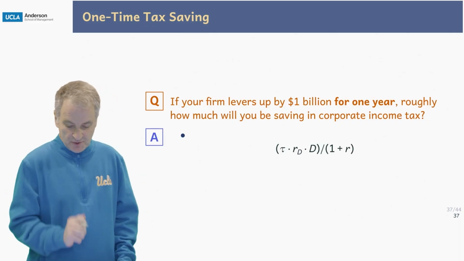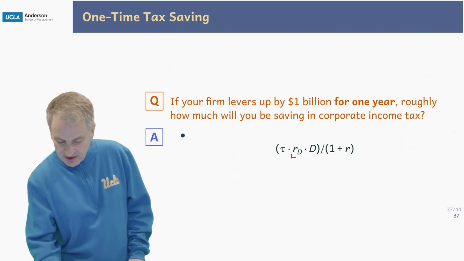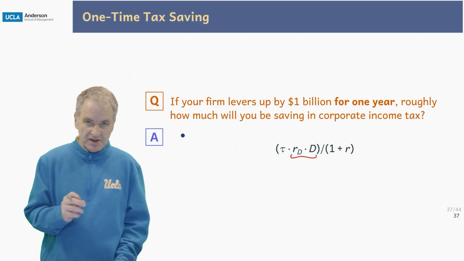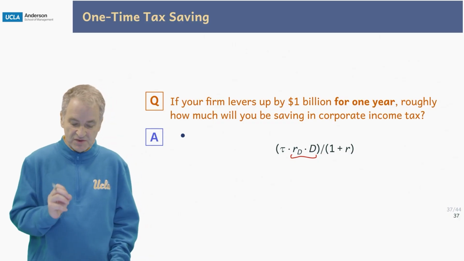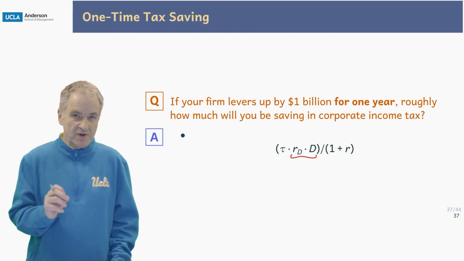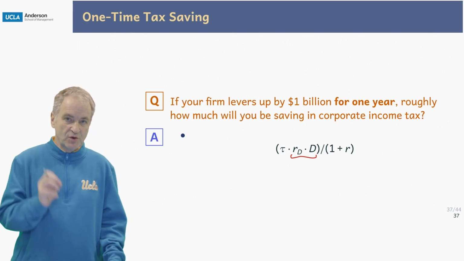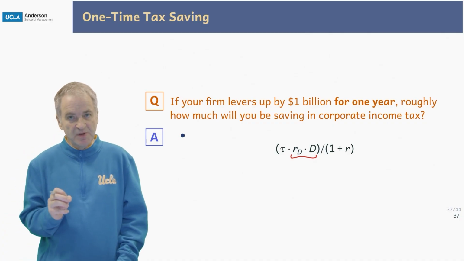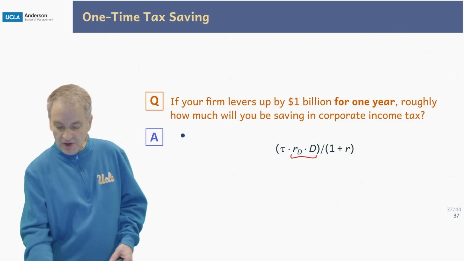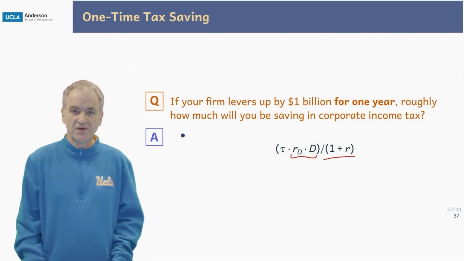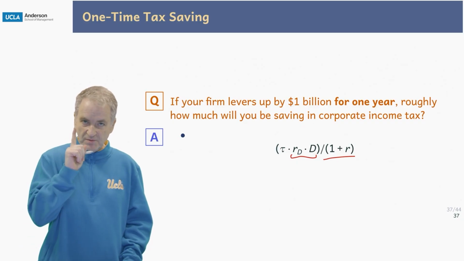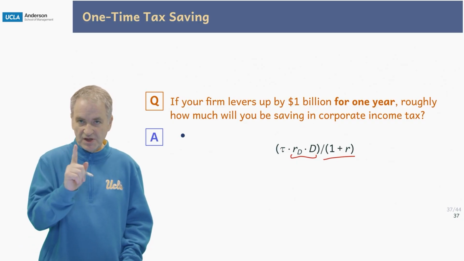There's an interesting formula here. Start with this. This here is the dollar interest on the debt. D, capital D, is the debt amount. R is the interest rate. So this is the interest payment that you're going to make. Tau, remember that from the APV formula, is your corporate tax rate, which in this example was 30%. And of course, because this is going to happen next year, we have to discount it by the cost of capital, which I'm just going to call 1 plus R here. This is if the firm levers up by $1 billion for 1 year.